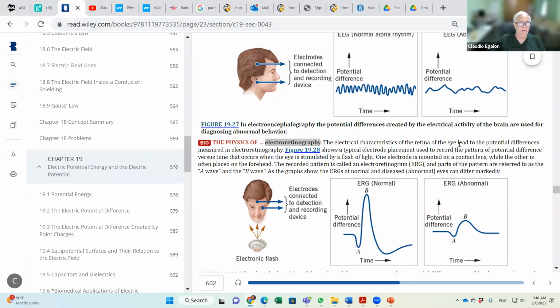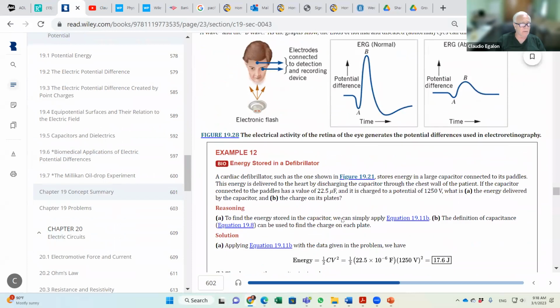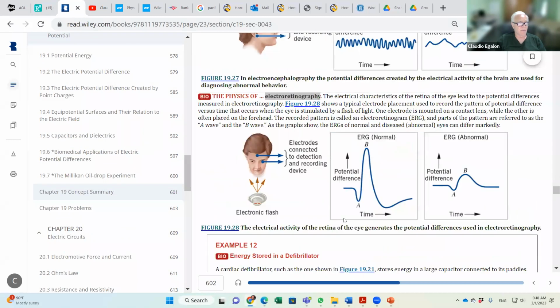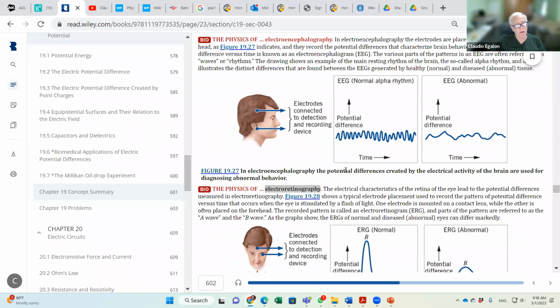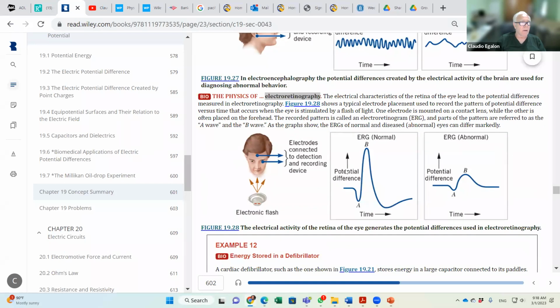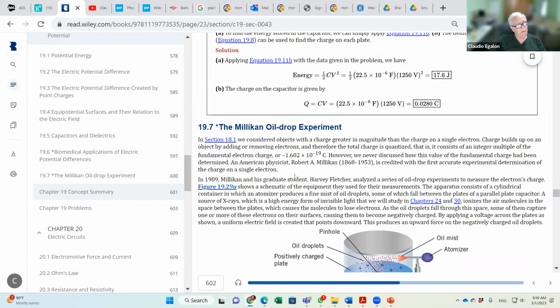Electrical characteristics of the retina of the eye lead to a potential difference measured in electroretinography. So all those ideas exist because they're useful. We can apply those ideas to devices that can make all sorts of measurements: electrocardiogram, electroencephalogram, electroretinogram. And then the last one, we didn't cover it either, so I'm not going to ask that.